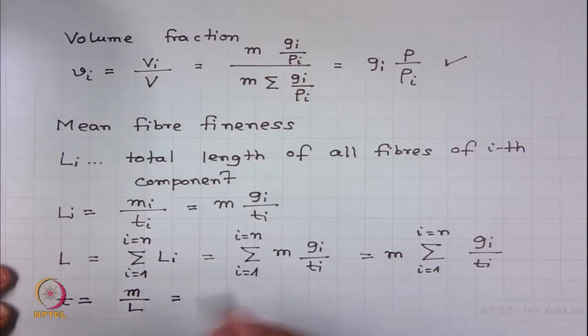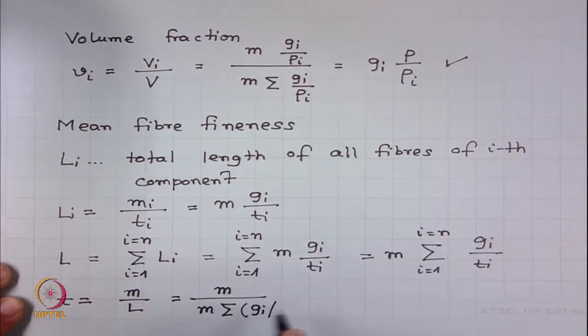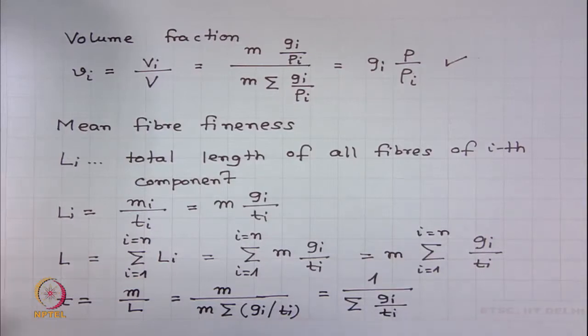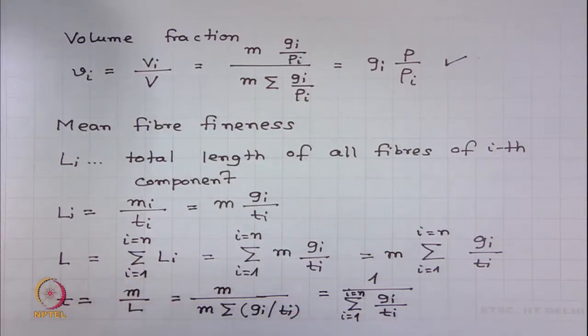What is your L? L is M times the summation of g_i by t_i, I is equal to 1 to n. So, here again we see that the mean fiber fineness of the blend is the harmonic mean of the fineness of individual components weighted by mass fraction of the fibers in the blend.